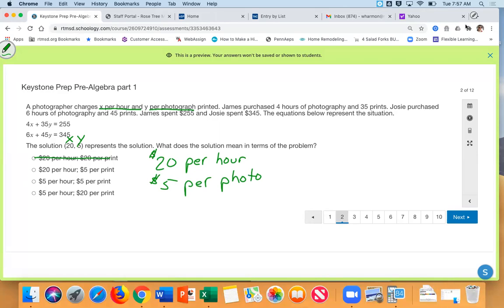And I would eliminate the one right out the gate that says 5 and 5 because we're not using both of the numbers. So the first one says, for me up here out of B and D, it says $20 per hour and $5 per print. So I'm selecting that one because the last one had it reversed. So everybody find the one that says $20 per hour and $5 per print.